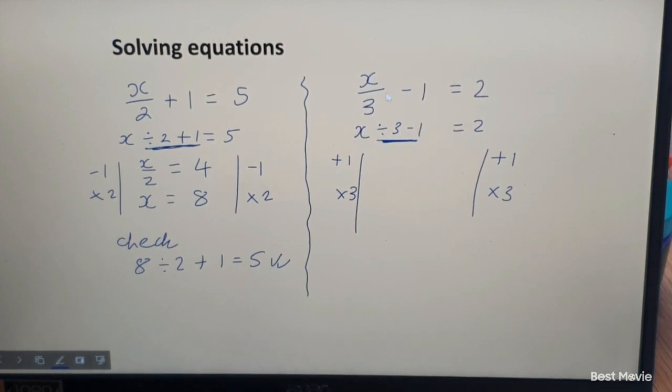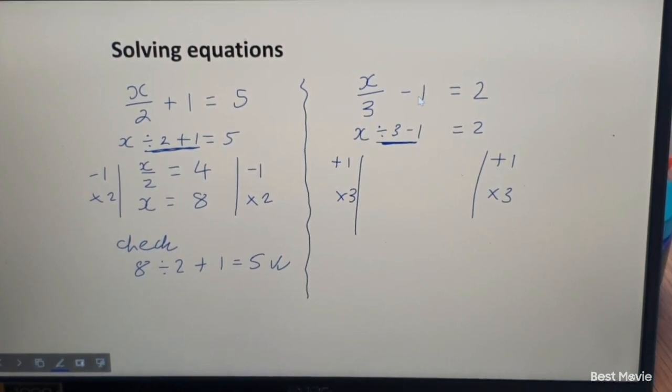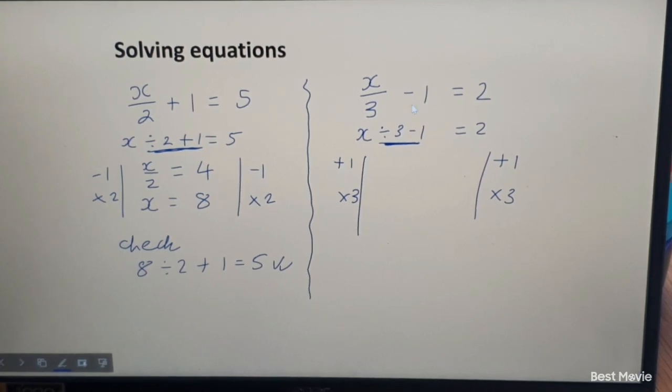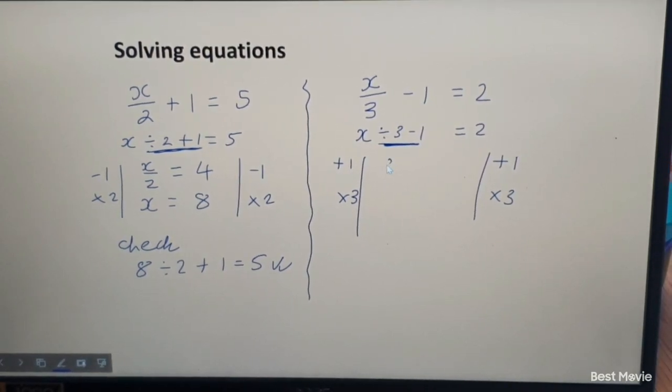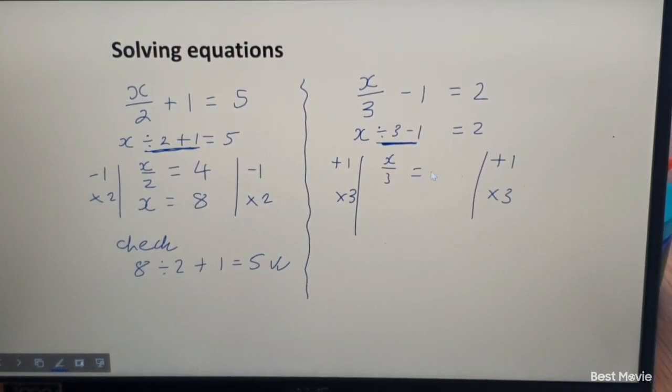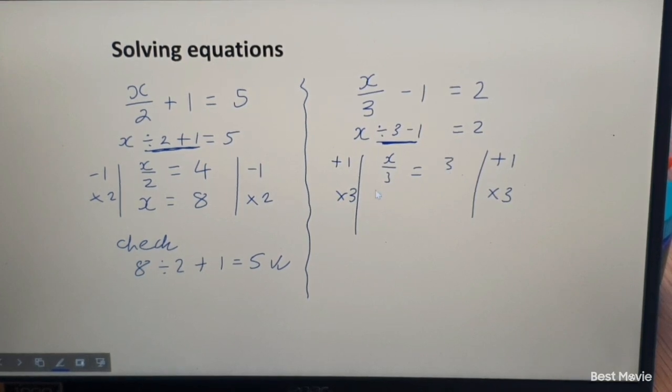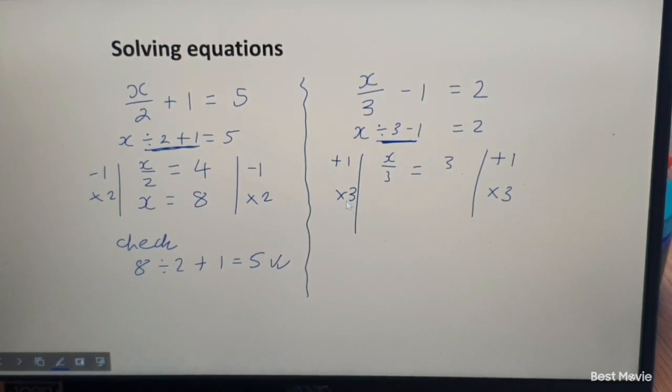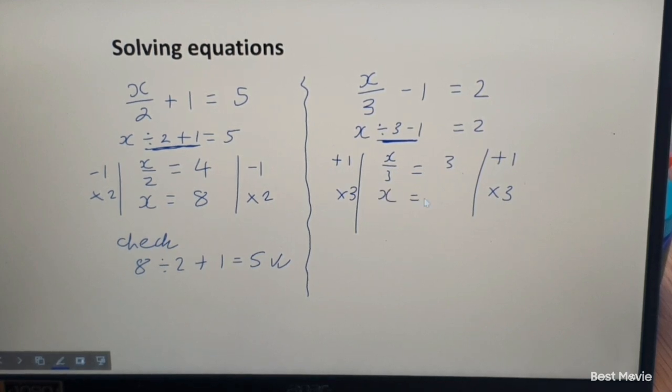So x divided by 3 take away 1. If I add 1 to that, it gets rid of this take away 1, so it will be x divided by 3. 2 add 1 is 3. And then x divided by 3 times 3, that gets rid of this dividing by 3. And 3 times 3 is equal to 9.